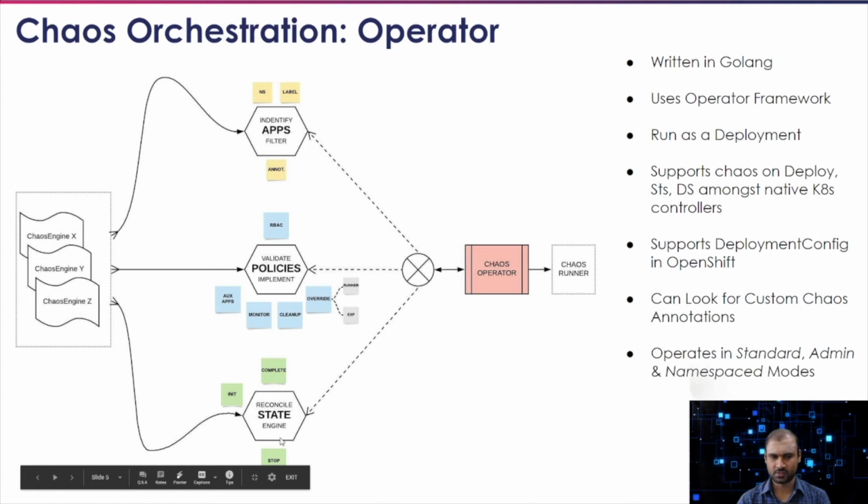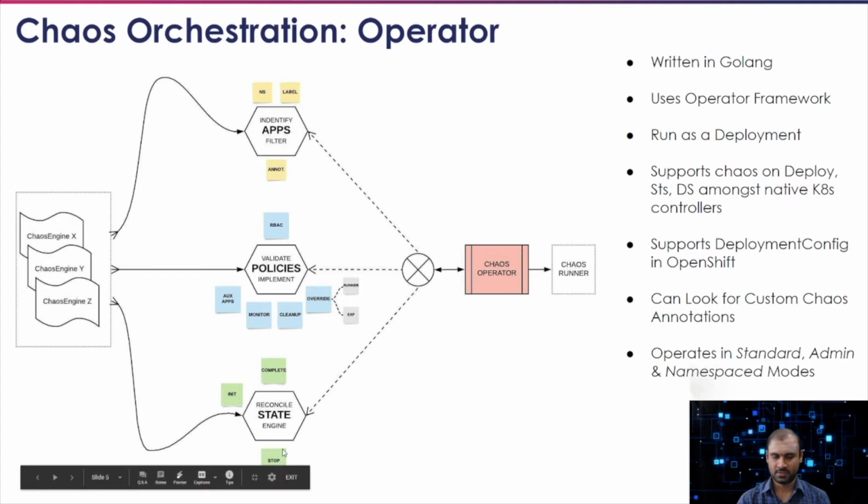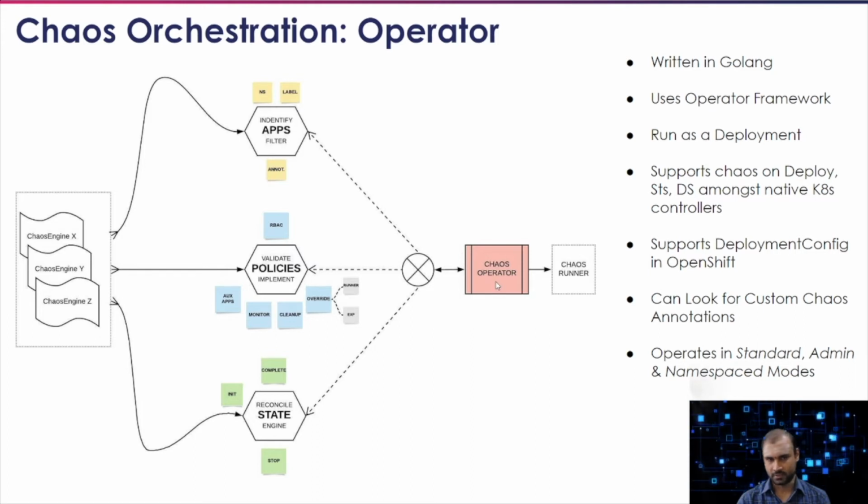And there are some actions in each case. When you do the initialization, there are certain steps that the operator takes. When your experiment execution has completed, it takes a certain number of steps. When you abort it, it takes a certain number of steps. So all these operations are performed by the chaos operator. To recap, it does the identification and validation and filtering of the application. It validates and implements your run policies, and it reconciles the state of the chaos engine. Okay, this is about what it does.